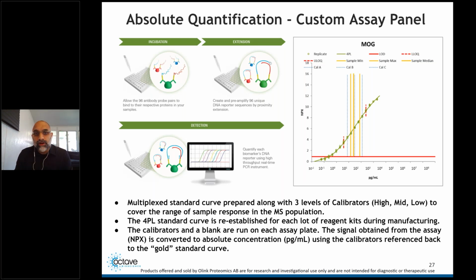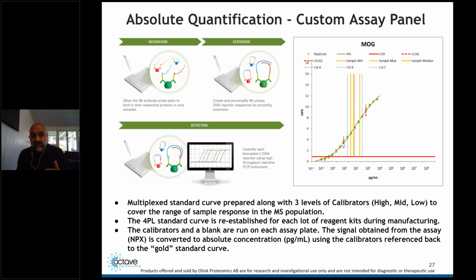So we designed the panel to have absolute quantification. What that means is that multiplex standard curves were prepared along with 3 levels of calibrators for each one of the analytes to cover the range of the sample response within the MS population. I've shown an example here for one of our analytes, myelin oligodendrocyte protein, where we used the internal MS cohort that I discussed earlier, and we established the minimum, the median, and the maximum of the MS population. The calibrators were designed to fall within the linear range of the standard curve, and additionally to cover the sample response that we saw in our intended use population. We went through this process for each one of the 21 biomarkers on our panel.